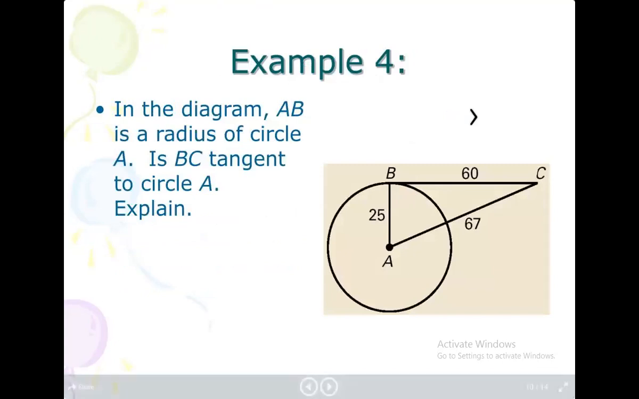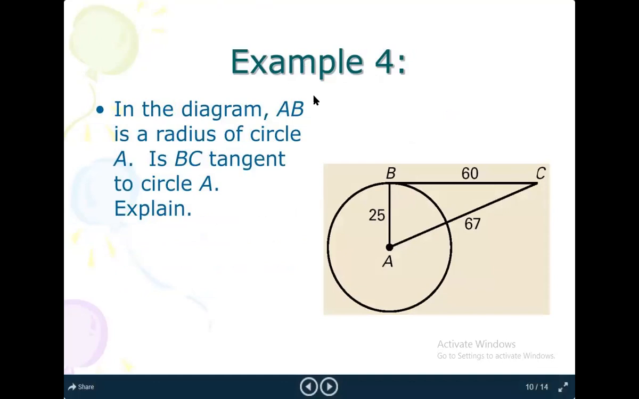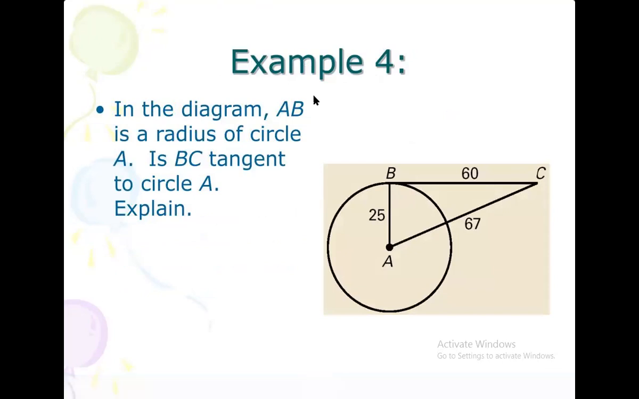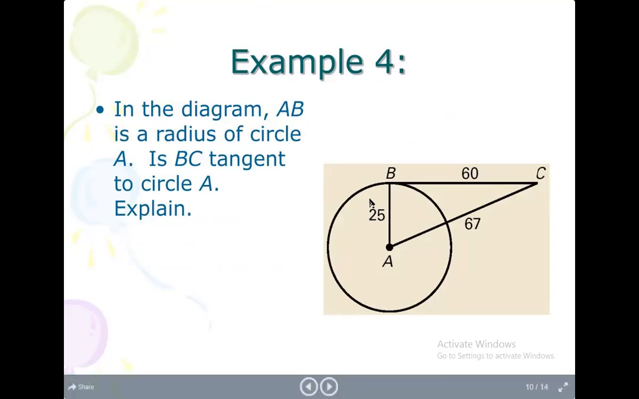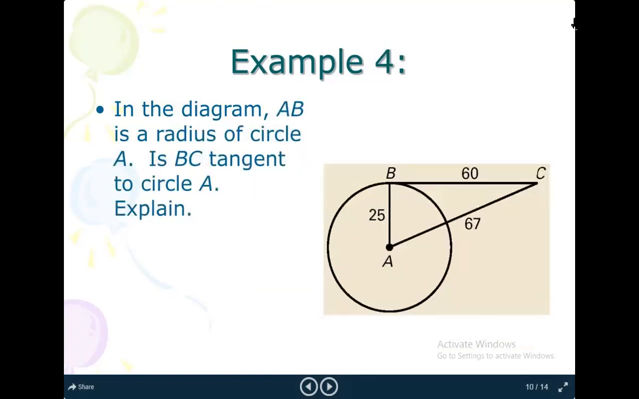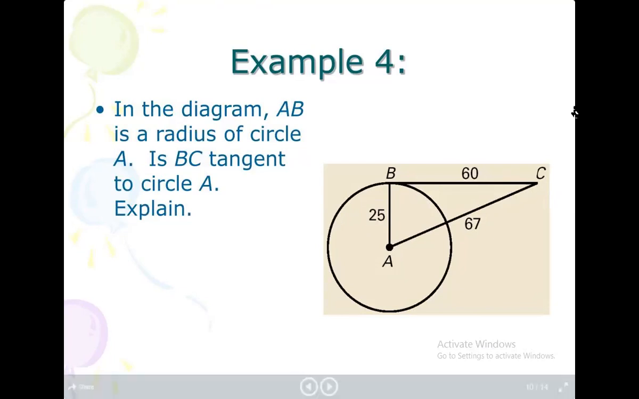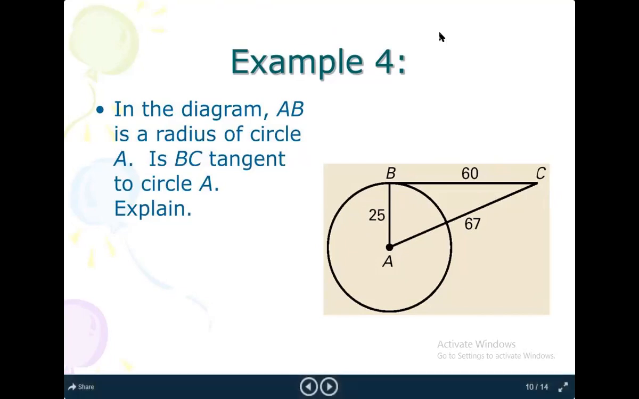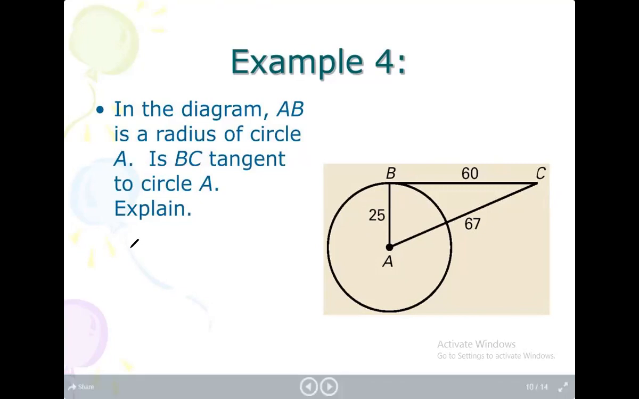In this question, in the diagram, AB is a radius of the circle. Is BC tangent to the circle? BC is a tangent to the circle or not? How will we know that BC is a tangent to the circle? We will use the converse of the Pythagorean theorem. Please be ready with your calculator.